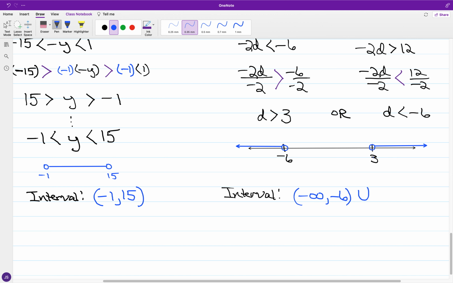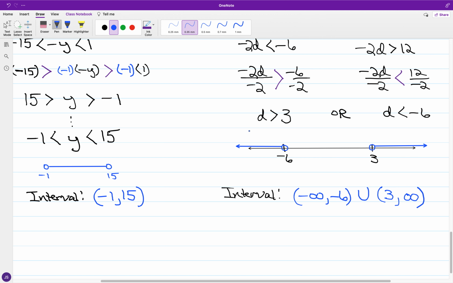Now, for d greater than 3, we have parentheses around 3, since 3 is not included. And the upper limit, we have at infinity, so you have a parenthesis around that one. So for these, we have parentheses exclusively, since neither negative 6 nor 3 will be included, and also since infinities are boundless.